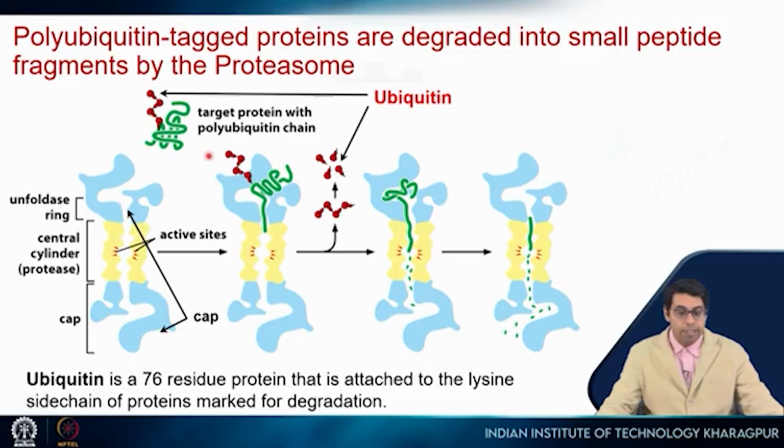So it will bind that, it will denature it. So using mechanical force, it will denature the protein. It will strip off the ubiquitin because you don't want to degrade that ubiquitin, you want to recycle it, and then it will chop up this protein into smaller fragments, smaller peptides, right. And then those peptides will get degraded by other proteases into amino acids, and those amino acids will be recycled to form new proteins.